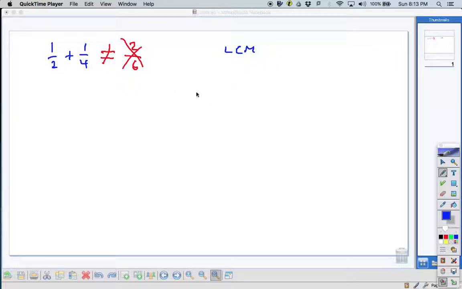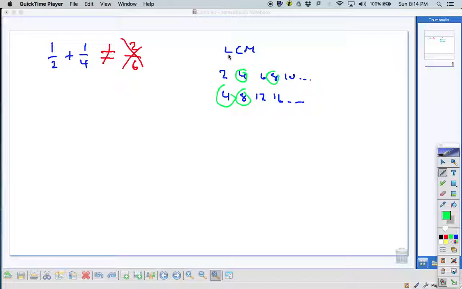Okay, so the first thing is we find common multiples. So we list all the multiples of 2. We start with 2 and we count by 2. So you get 2, 4, 6, 8, 10, etc. And then we start with 4. We get 4, 8, 12, 16, etc. And then we look for anything in common. So what's in common? Well, 4 is in common. 8's in common. And if we kept going, 12 and 16 would have also been in common.